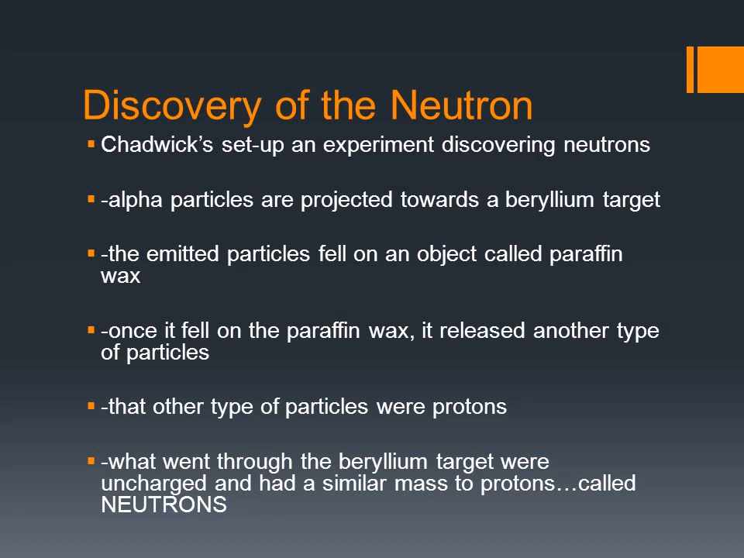Chadwick's experiment discovering the neutron: alpha particles were projected towards the beryllium target. The emitted particles fell on paraffin wax. Once they fell on the paraffin wax, it released another type of particles, which were protons. What went through the beryllium target were uncharged particles with a mass similar to protons, called neutrons.